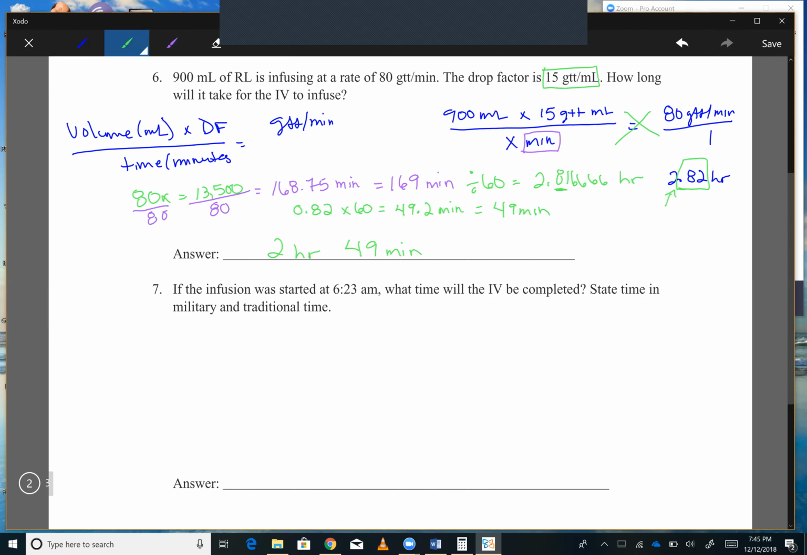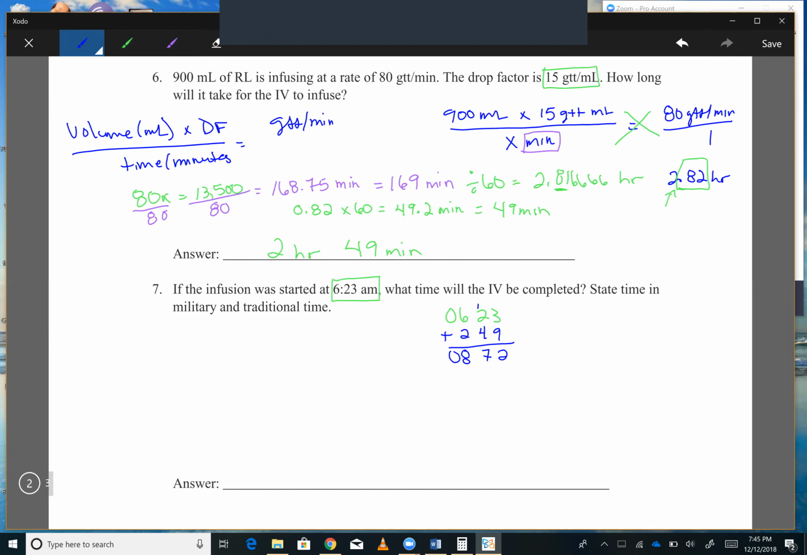So that's the first part. Then we come down here and we're told that the infusion was started at 6:23 a.m. So I take 06:23 and I need to add 2 hours and 49 minutes. Okay, so that's 12, that's 7, that's 8. So it would complete at 08:72.